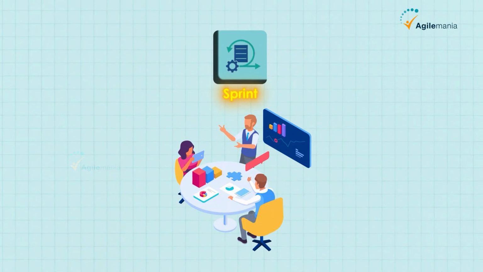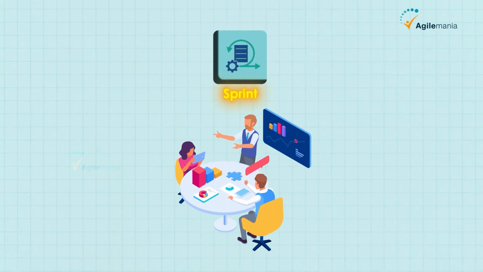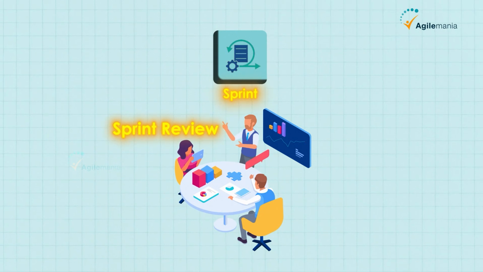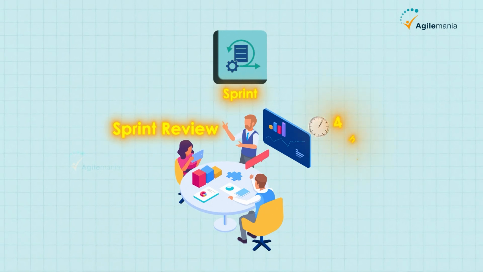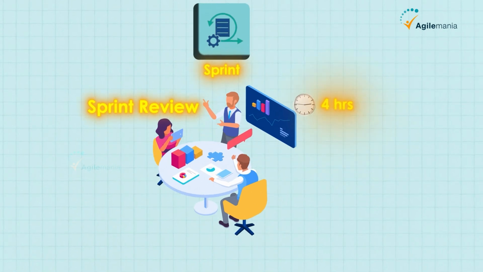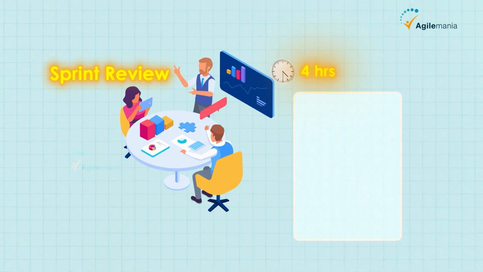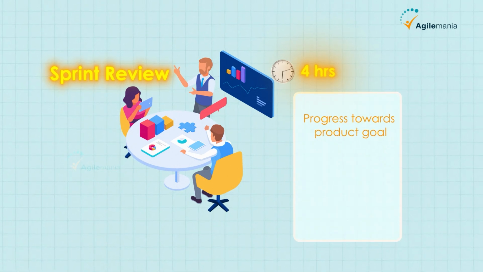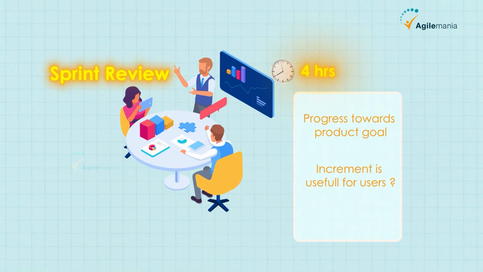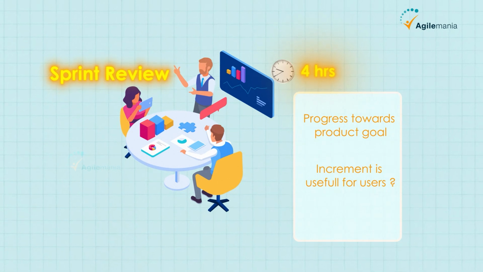Towards the end of the sprint, the Scrum team will collaborate with their stakeholders at an event called Sprint Review, which is time-boxed for 4 hours or less, during which they figure out if they are making progress towards their product goal and the increment that was created is really helping their users or not.